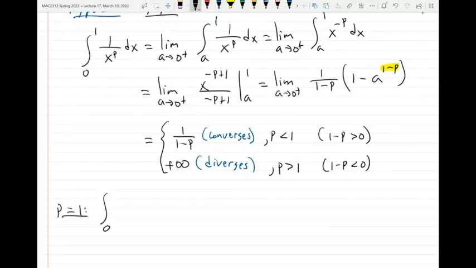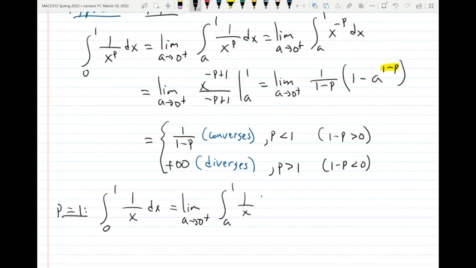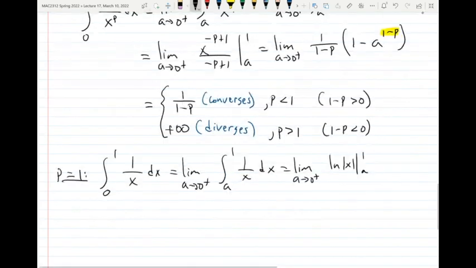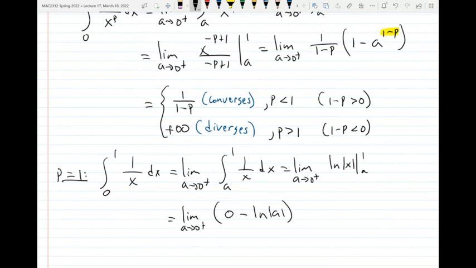So when p equals 1, we have the integral from 0 to 1 of 1 over x. So that's the limit as a approaches 0 from the right of the integral from a to 1, so we get ln of x from a to 1. Now this time ln of 1, that's 0. And then we have minus ln of a.